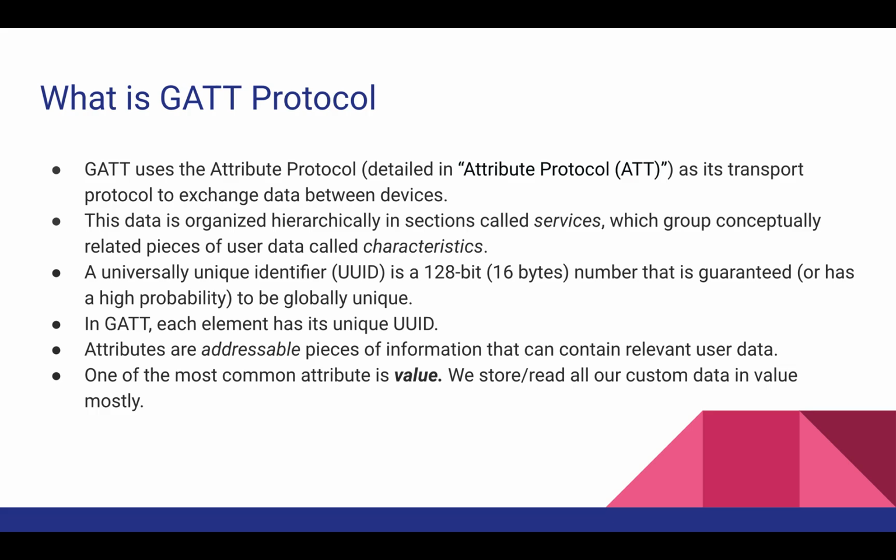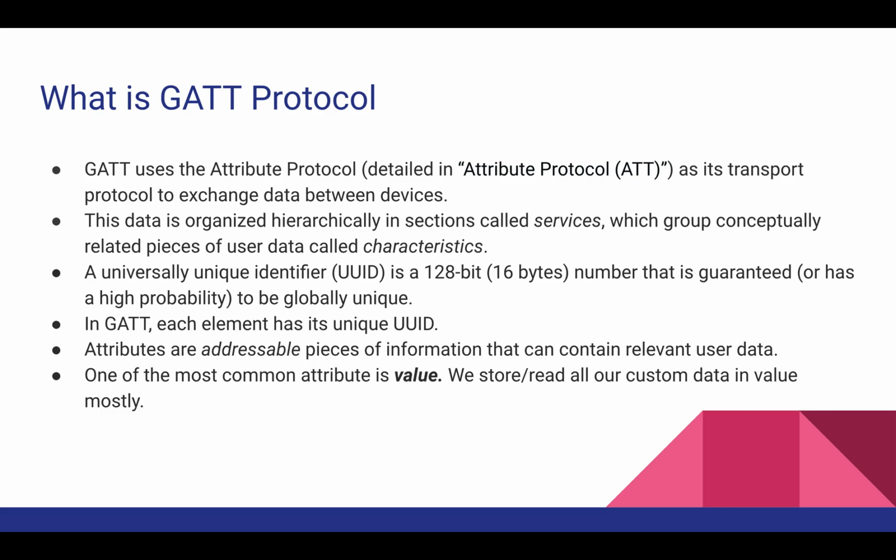GATT uses the attribute protocol as its transport protocol to exchange data between devices. This data is organized hierarchically in sections called services, which group conceptually related pieces of user data called characteristics. A universally unique identifier, that is UUID, is a 128-bit or 16-byte number that is guaranteed, or has a high probability, to be globally unique. In GATT protocol, each element has its unique UUID.